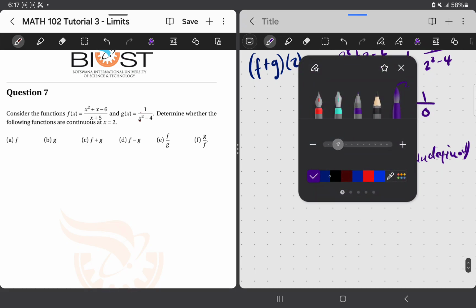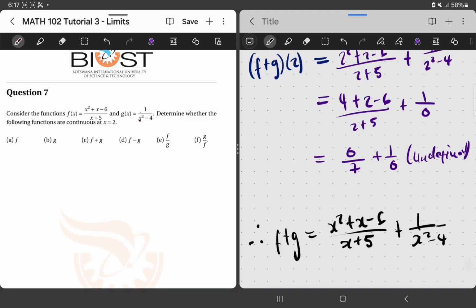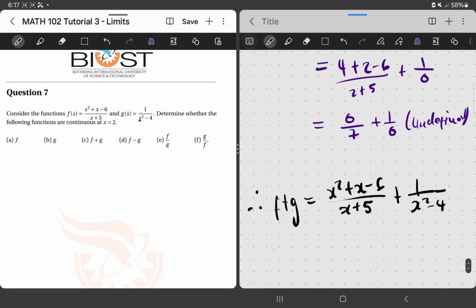So therefore we can say that f plus g, which is equal to (x squared plus x minus 6) all over (x plus 5) plus 1 over (x squared minus 4), is not continuous at x equal to 2, and we're done. This is the solution for this part. We go to part D.